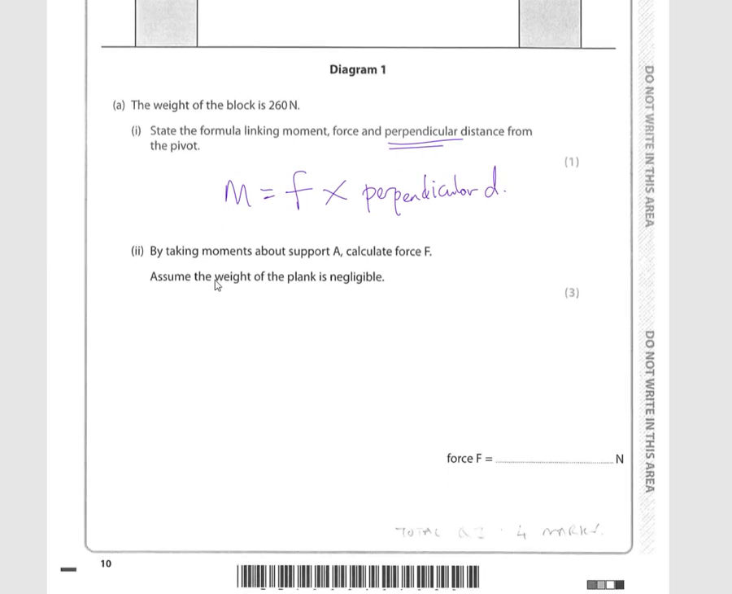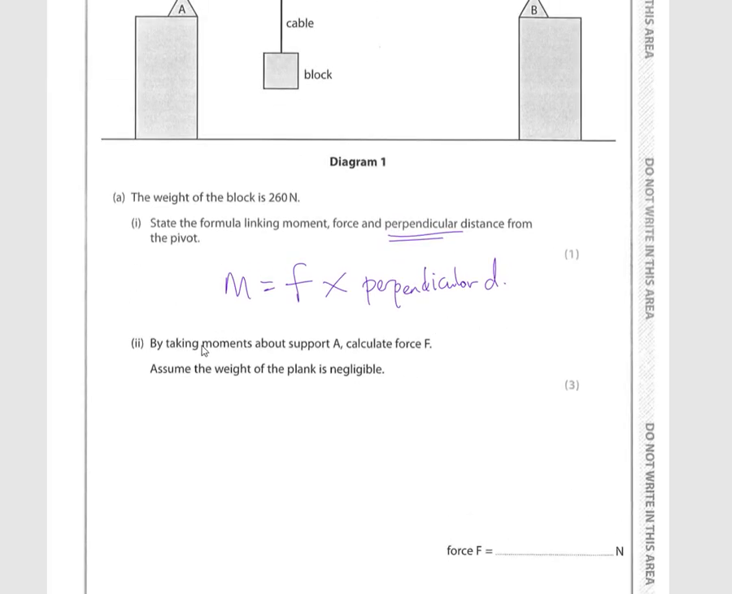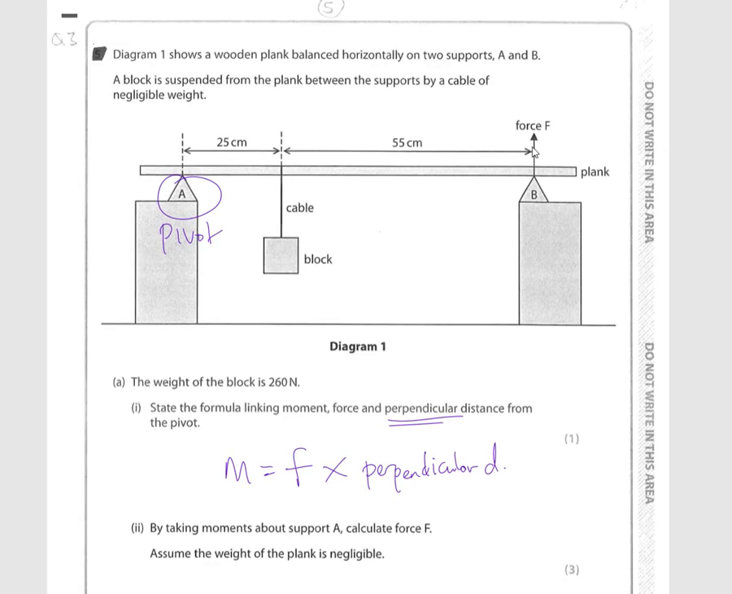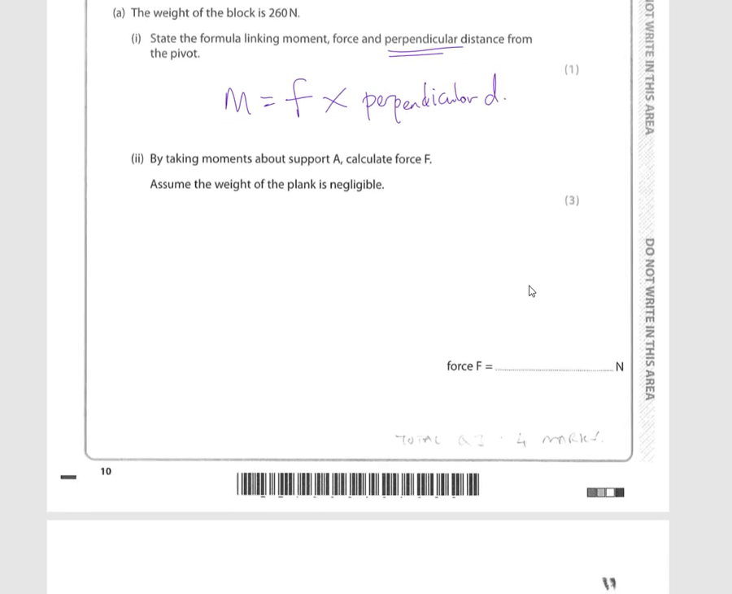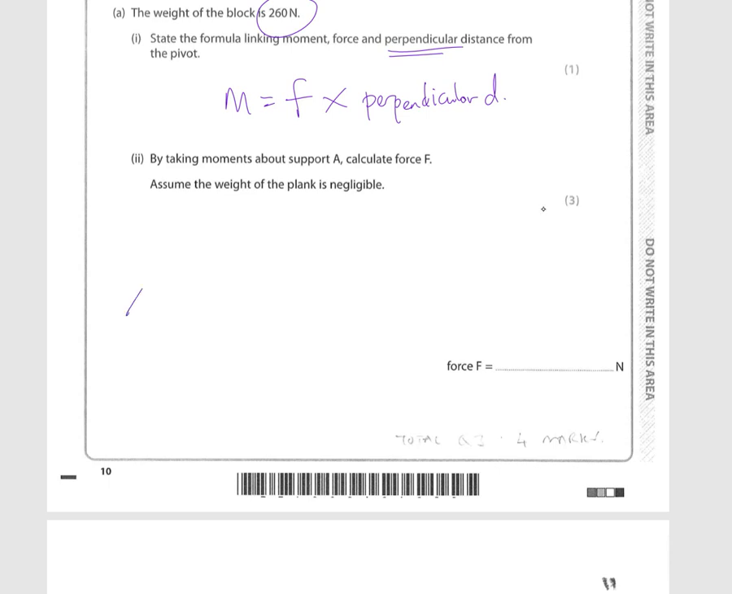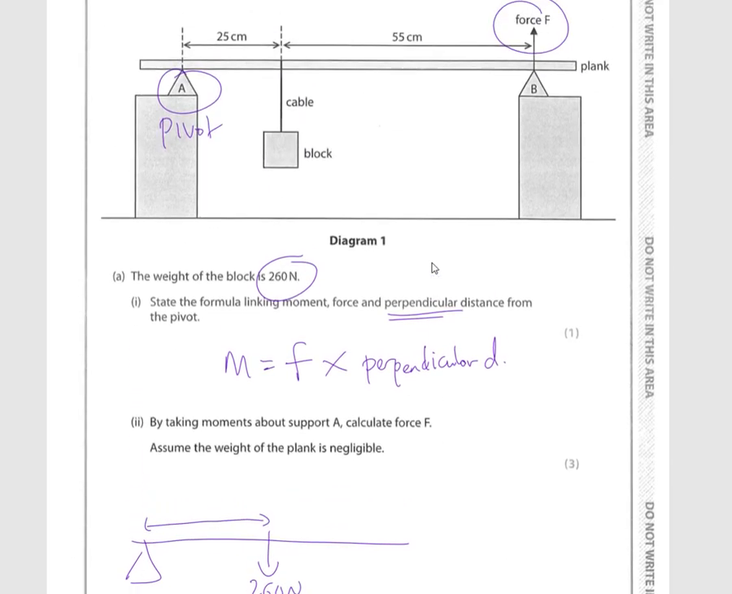Now calculate the moment by taking moments at support A, so A is a pivot. Calculate the force F. Where's the force F? This is F in this case. We know that the weight is this much. We have a diagram with the pivot, and the force here, which is 260. We know how far it is. This is 25.